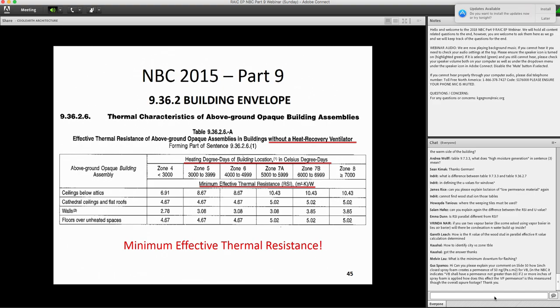What is type S roll roofing? I will double check that. I don't really know.